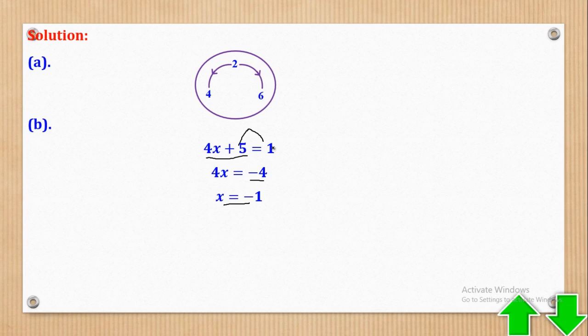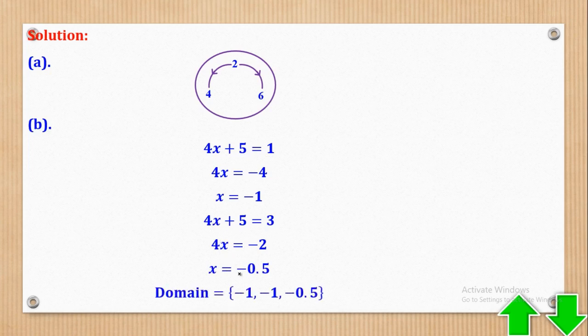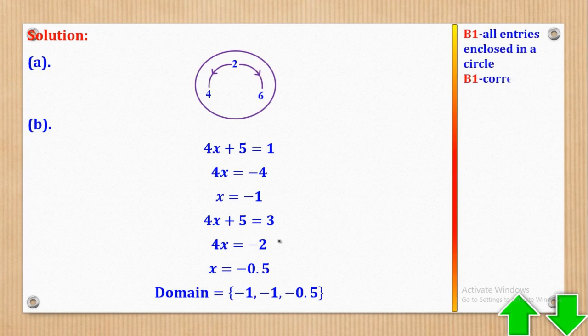So next, we have got for 1, now we shall get for 3. So for 3 we shall equate to 3. Equate this to 3, then take this 5 this side to come up with negative 2, divide both sides by 4 to come up with negative a half. So what does that mean? It means that now our domain is negative 1, negative 1, negative 0.5. So before we go to the next slide, let's see how marks can be awarded for this slide.